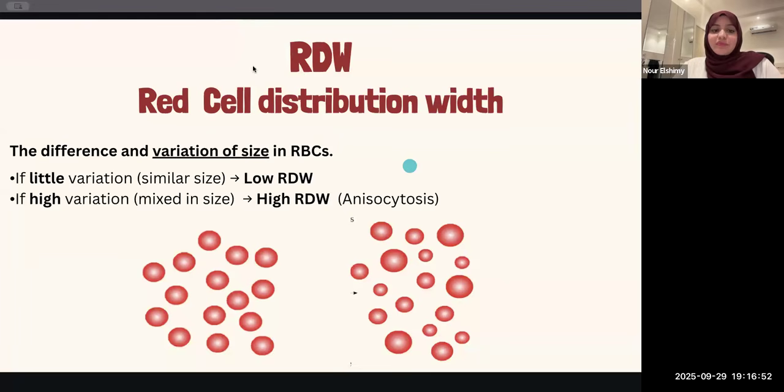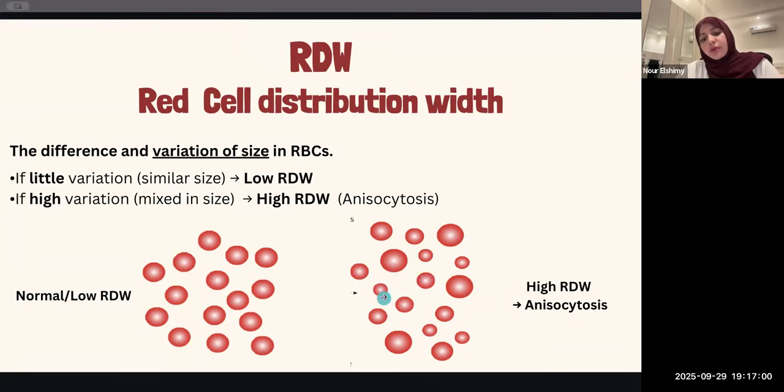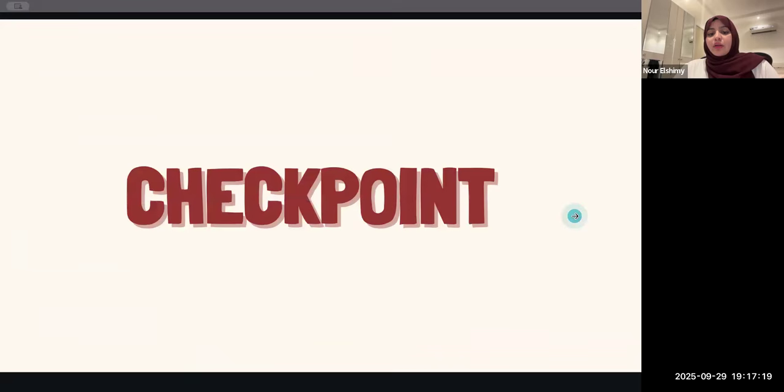Okay, so this one, the right one, has a high RDW because you can look at the different sizes. We have a very small red blood cell, then a medium-sized one, and then a big one. So there are variations in size. This is what we call high RDW or anisocytosis. On the left image, we have a normal or low RDW because they have similar size. Clear? Okay. So this is our first checkpoint. Does anyone have any questions regarding whatever I covered in the previous slides?